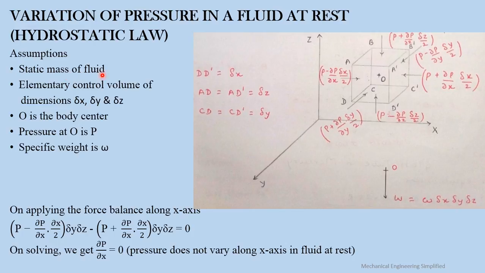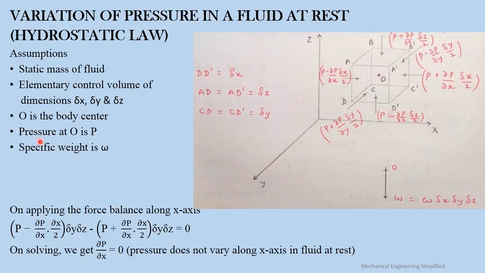There is a static mass of fluid, and there is an elementary control volume of dimensions del x, del y and del z. As you can see, this is the control volume. We have taken this as del x, del y and del z. Okay, one side is del x, this is del y and this is del z. If something is wrongly written here, you can just correct it. I think a dash d dash is okay, ad is okay. Please make a correction: this is a dash d dash, this is cd, and this is c dash d dash. Okay, and O is the body center.